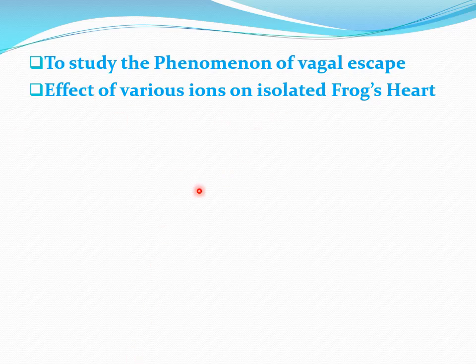Hello students, today under experimental physiology we have to discuss two amphibian graphs. The first graph is to study the phenomenon of vagal escape, and second we'll look at the effect of ions on an isolated frog's heart.